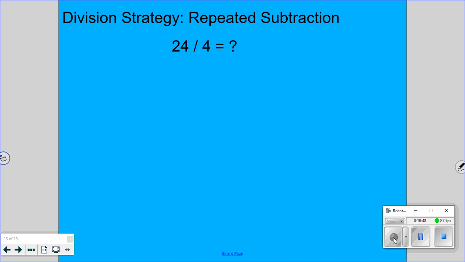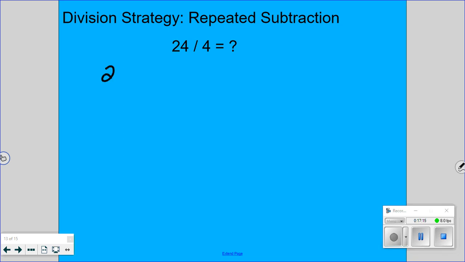With repeated subtraction, you're going to be pulling out groups. So for instance, I'm going to start with 24. I've got 24 things. And I know that I need at least 4 in a group. Does that make sense?